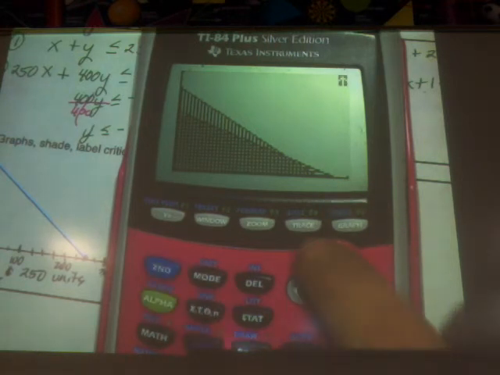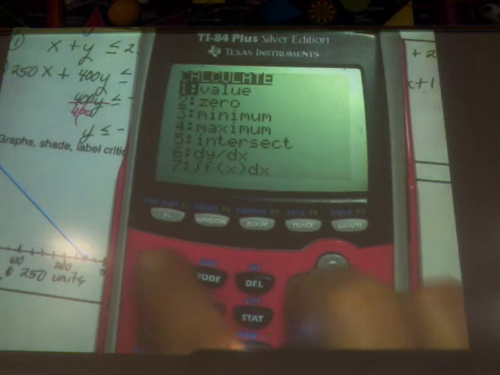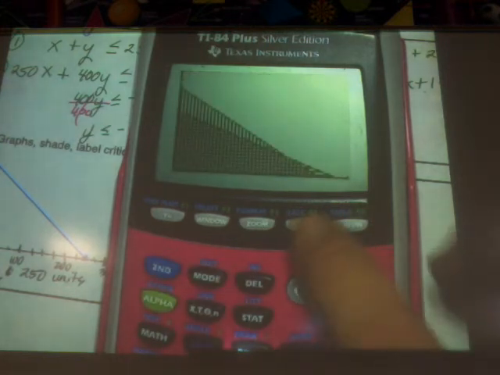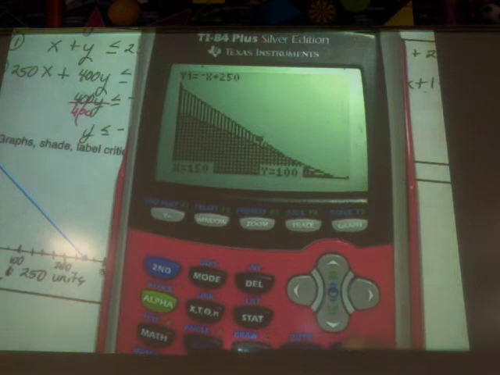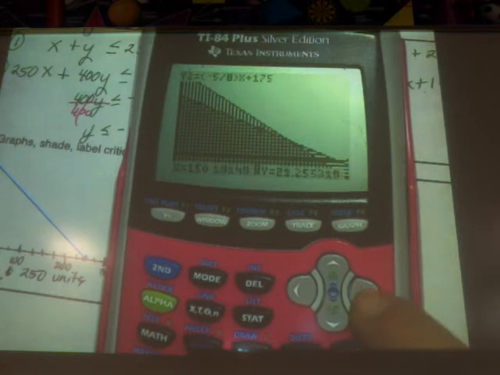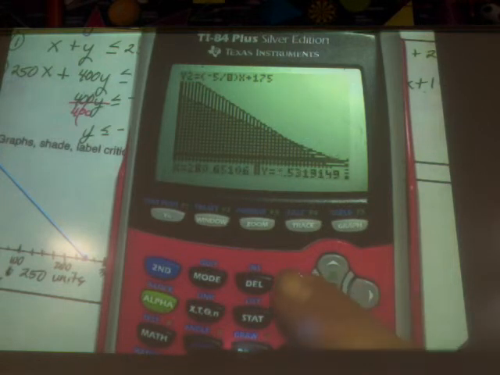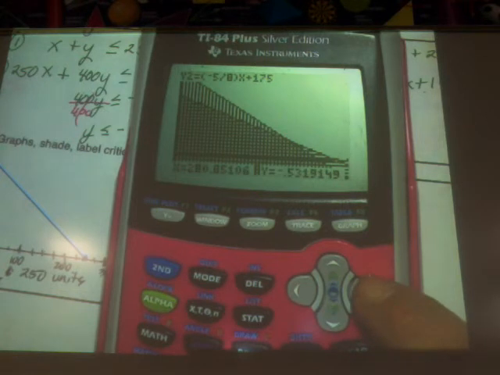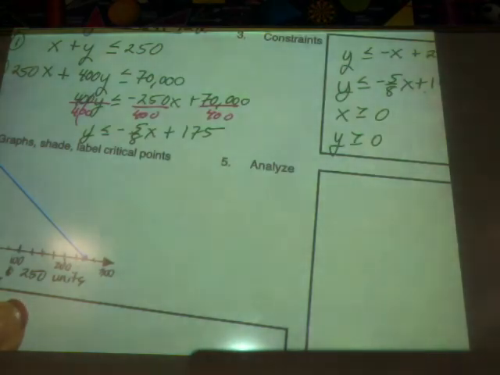So I'm going to hit calc. Oh, I didn't want to do that. So I'm about 280-ish, give or take, when I trace it. Doesn't have to be ultra exact.